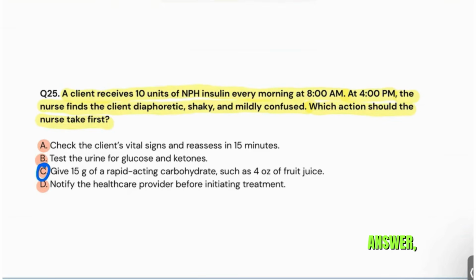So letter C is the correct answer. Diaphoresis, tremors, and confusion around the peak action of NPH strongly suggest symptomatic hypoglycemia. Treat the symptoms immediately if the client can swallow. Letter A is incorrect. Do not delay treatment for vital signs. Letter B is also incorrect. Urine testing does not rapidly confirm hypoglycemia. And letter D is incorrect because treatment should not wait for provider notification.